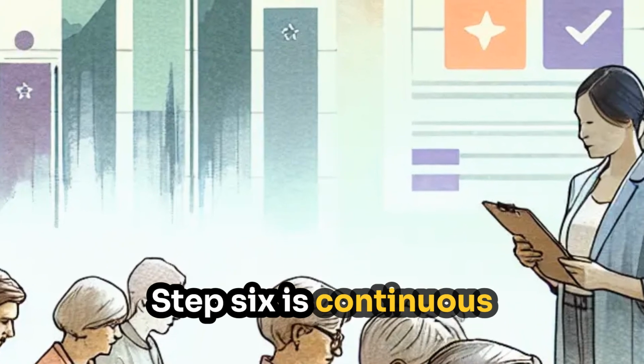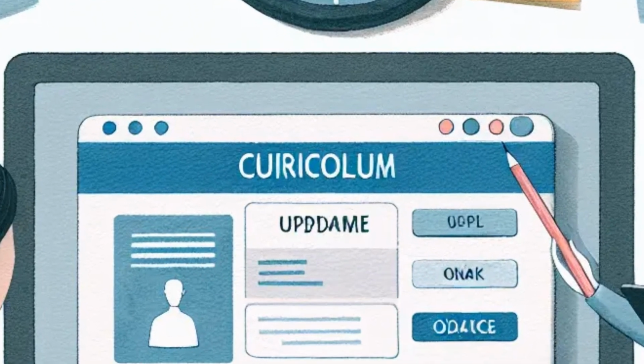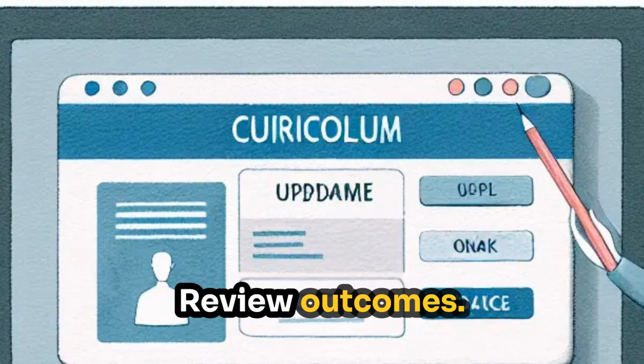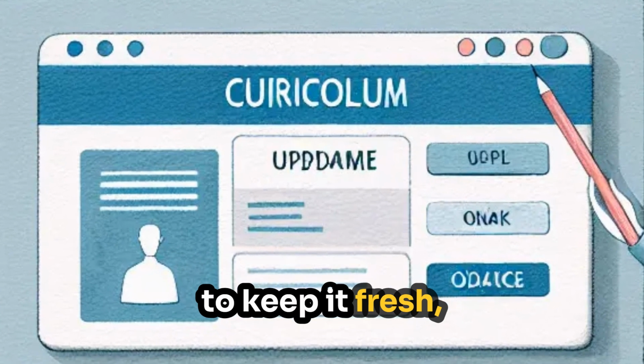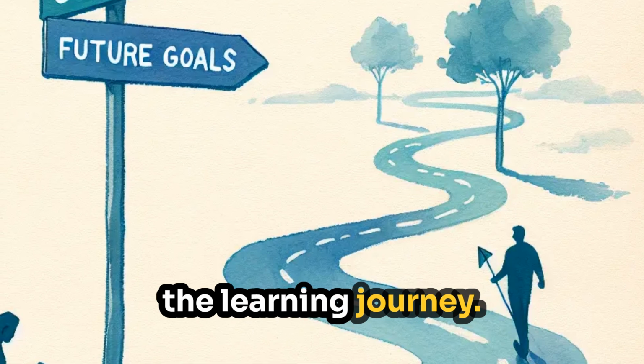Step 6 is continuous improvement. Great curriculum is never finished. Collect learner feedback, review outcomes, update regularly to keep it fresh, relevant, and effective. And finally, center the learning journey.